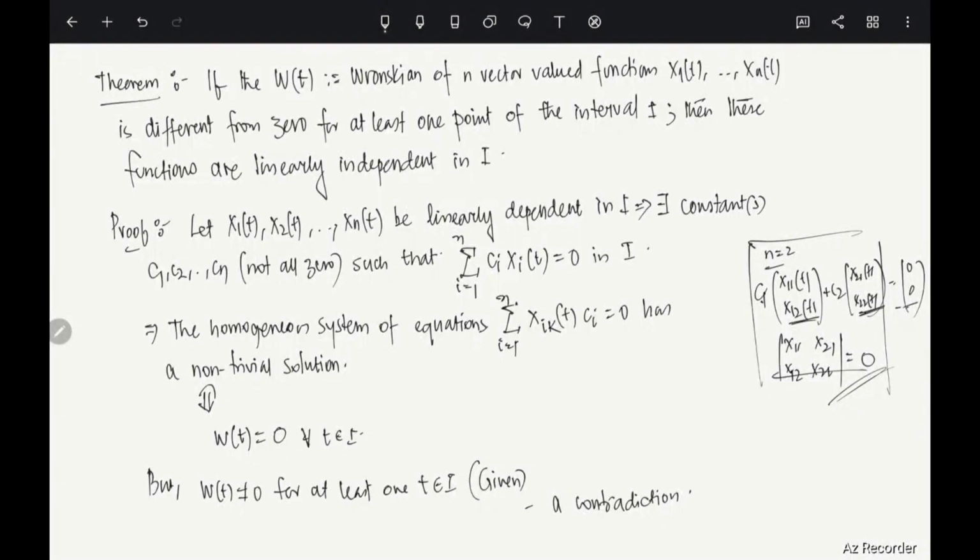So what did we prove? We proved that given n vector valued functions, you define a Wronskian. If that is non-zero at at least one point, then you are dealing with a linearly independent set of functions. Clear? Okay. Now what about the converse?